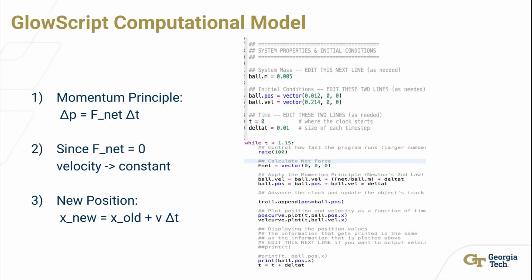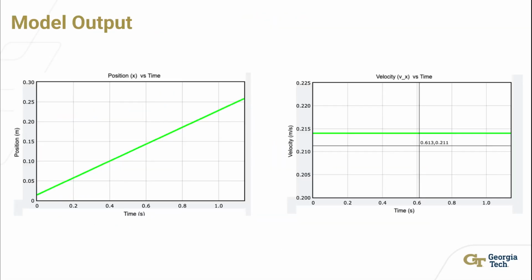This final velocity and position for each time frame is then printed out by our computational model that is written in GlowScript. The output for this model involves two graphs: the position time graph, which is a straight line with a constant positive slope, and a velocity time graph, which is just a straight line, meaning that the velocity remains constant throughout this time period.